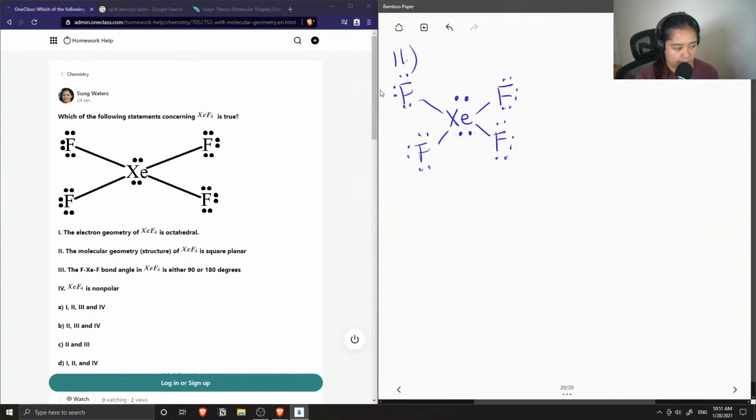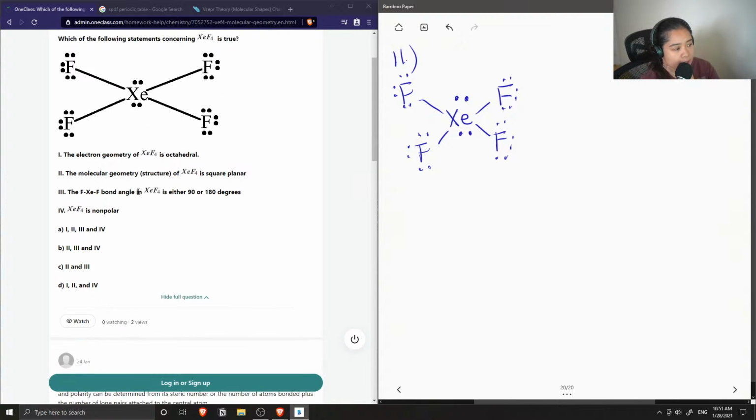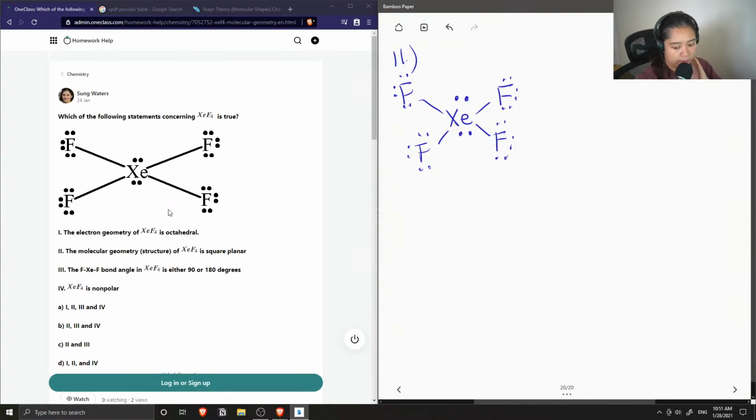So now let's see the options they give us. Which of these statements is true? Electron geometry is octahedral. Molecular geometry square planar. The bond angle is either 90 degrees or 180 degrees. And this molecule is nonpolar.